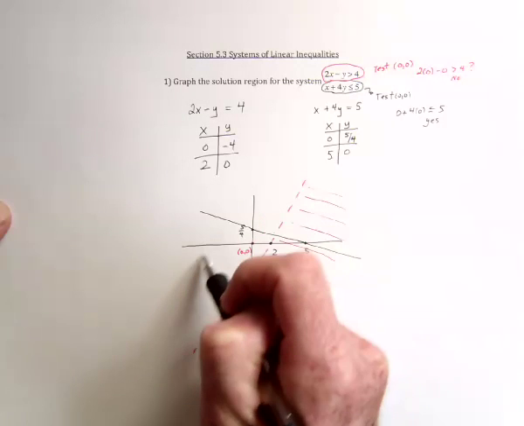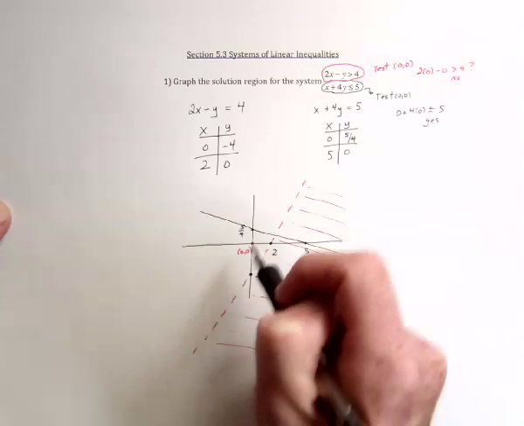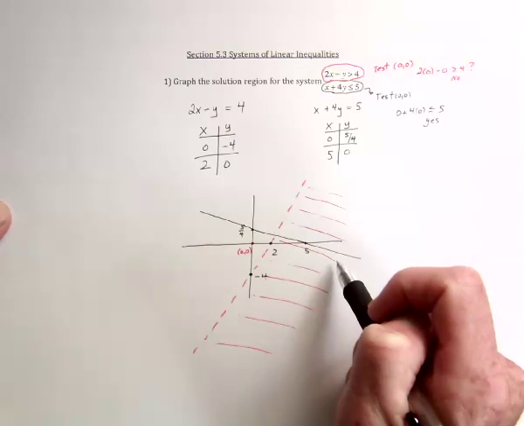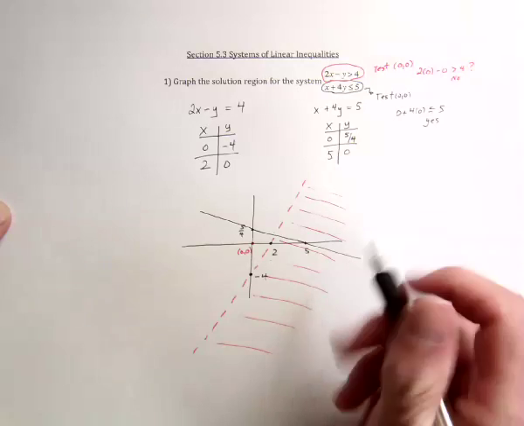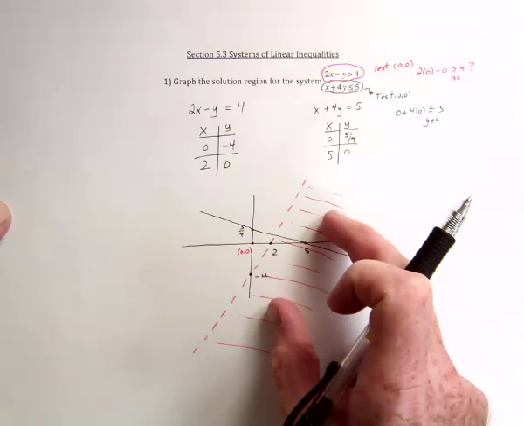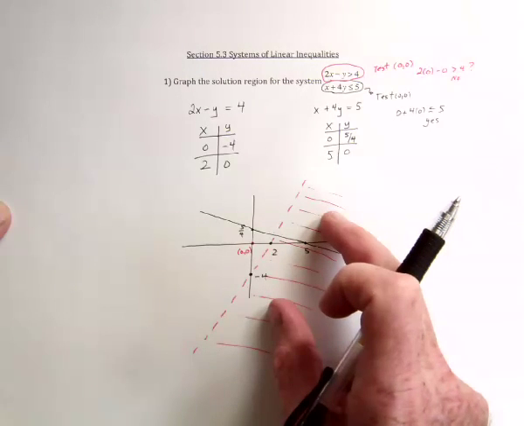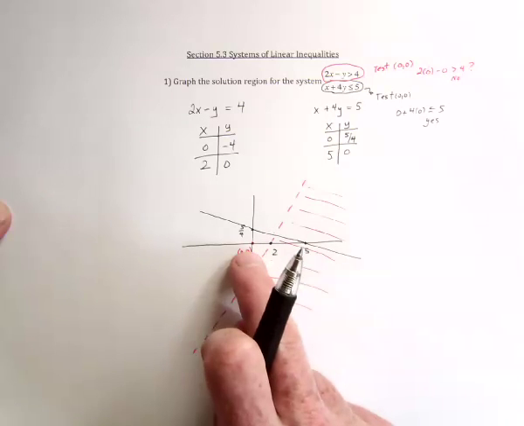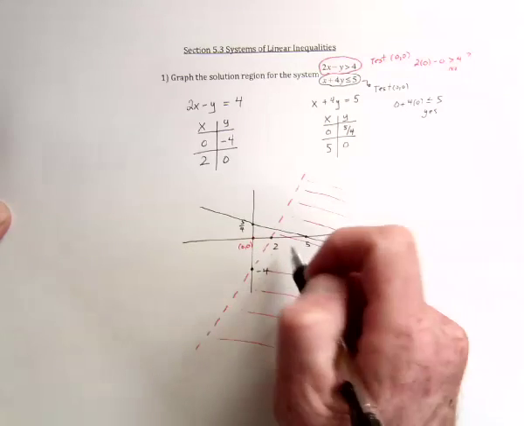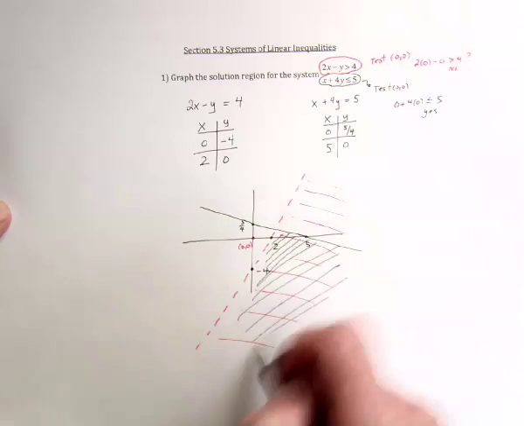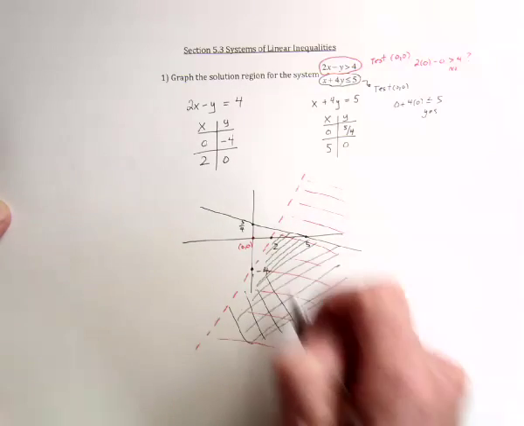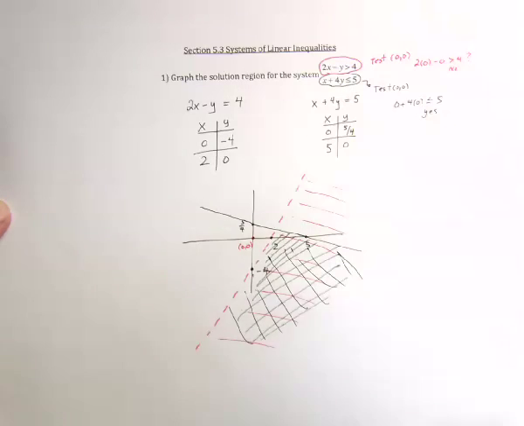Technically it would be over here as well, but I know from the red one that it has to be in this region over here. So it has to be on the right side of the red dotted line, and according to this last one, it has to be below the black line. So that's going to be this region all in here where the two overlap. And there's the solution.